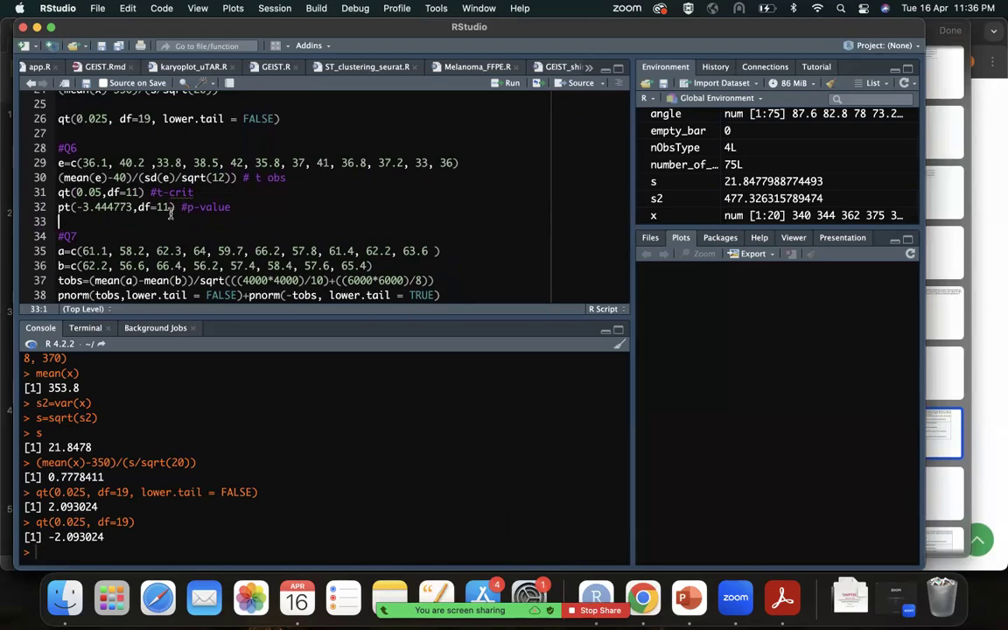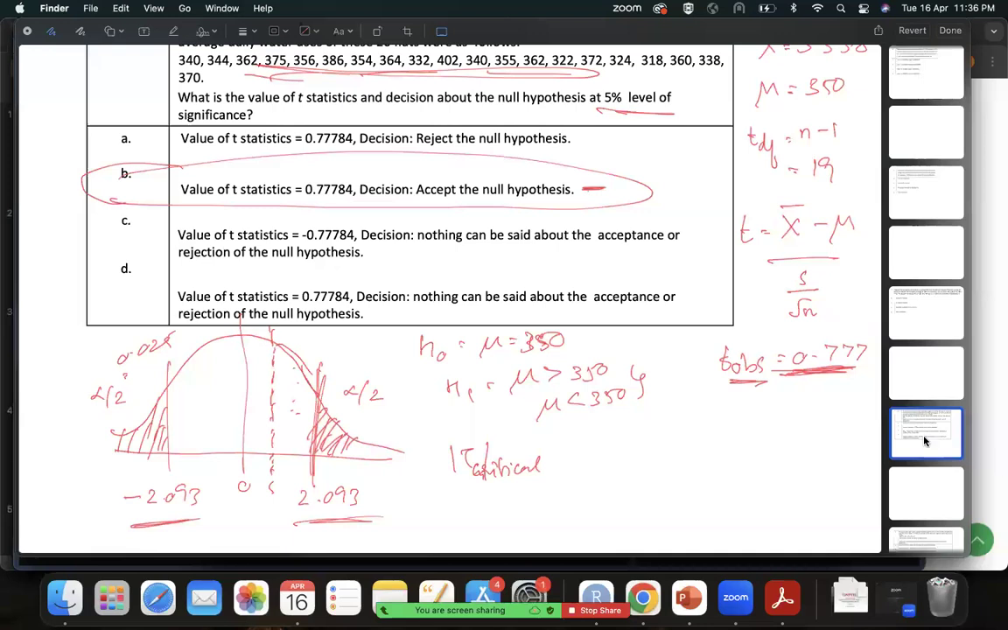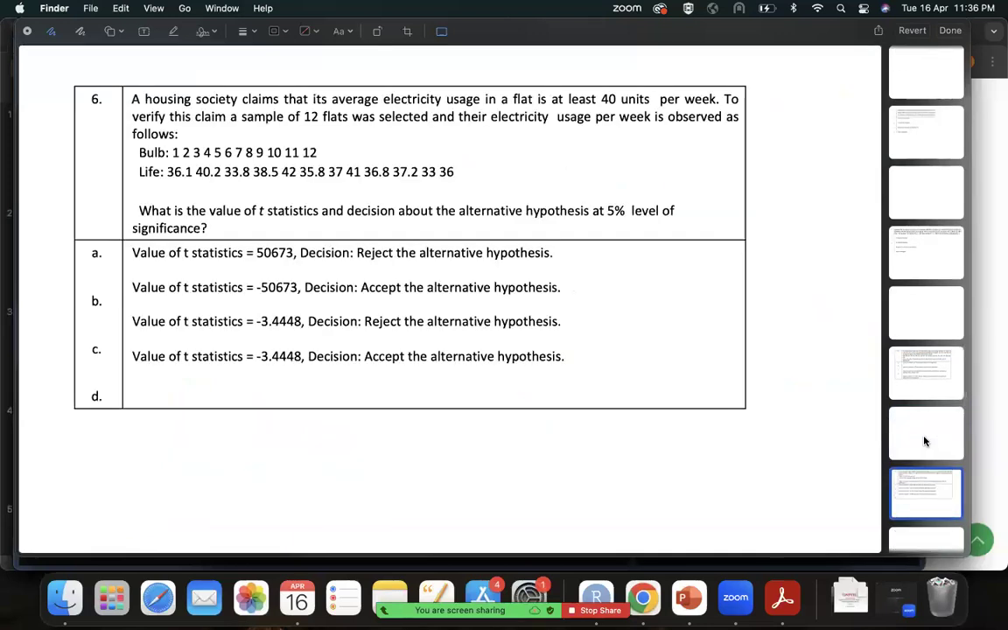Question number 6. A housing society claims that 12 flats, here n is equal to 12, were selected and their electricity usage per week was observed. This 12 is just the number, not the actual data. This is your actual data, so this is your x. Like in R, you can find mean of x, SD of x.